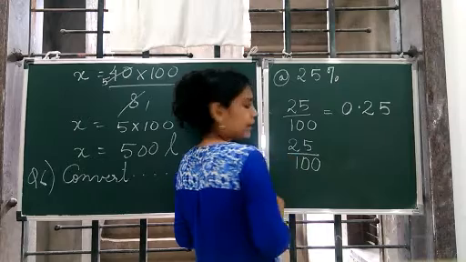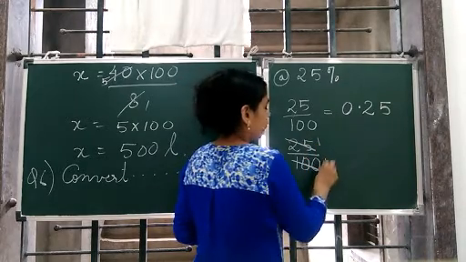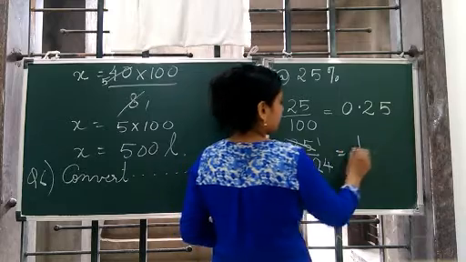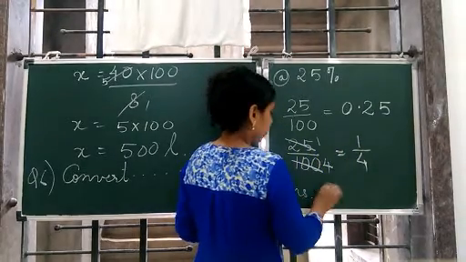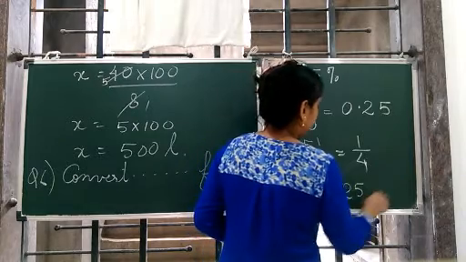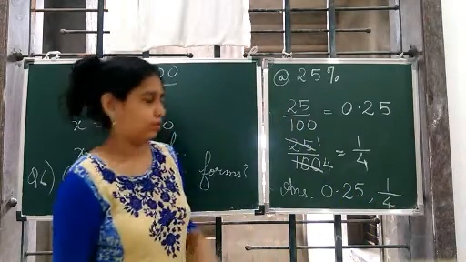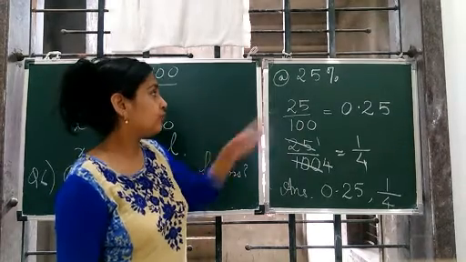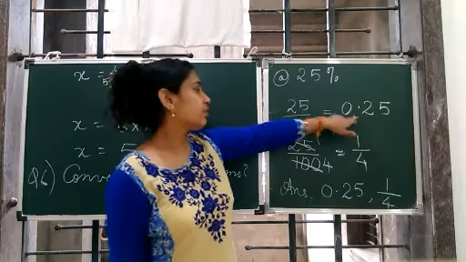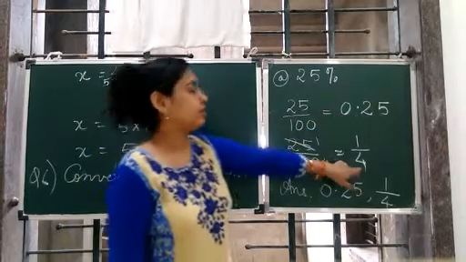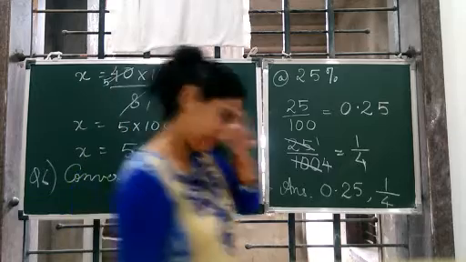Both are divisible by 25. 25 ones are 25. 25 fours are 100. So the answer is 1 by 4. So you have two answers here: 0.25 and 1 by 4. So what to do? First convert into fraction, then fraction to decimal and fraction to simplest form. So this is how we are going to do it.